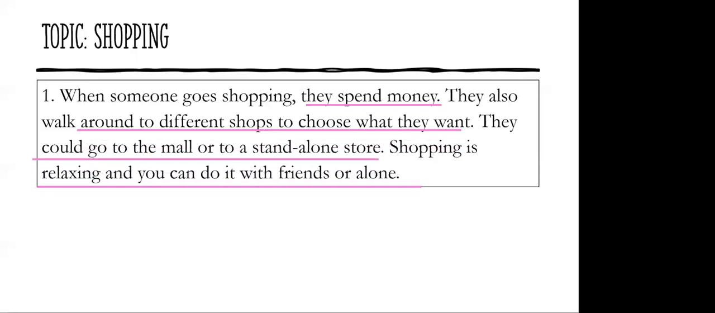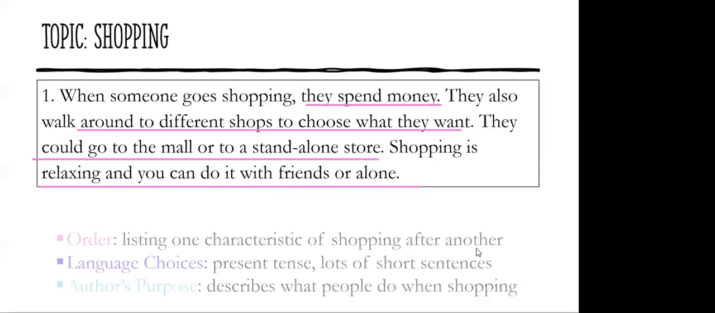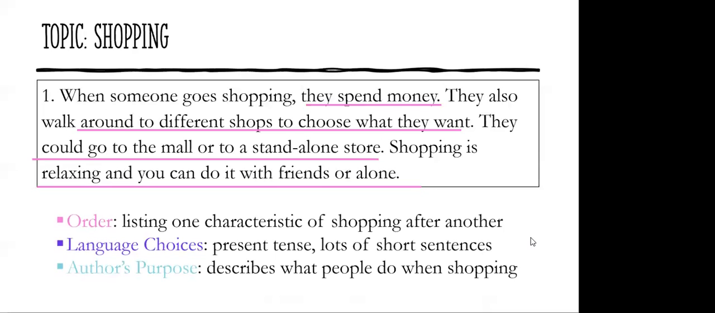There are lots of short sentences, and they are all in present tense. I also noticed that the author is clearly trying to give me, as a reader, a lot of characteristics about this topic of shopping, probably so that I can really understand what shopping is. So as I look, the order is listing one characteristic of shopping after another, and the language choice is present tense. Lots of short sentences. The author's purpose describes what people do when shopping.